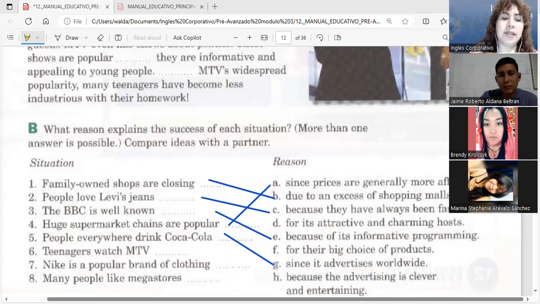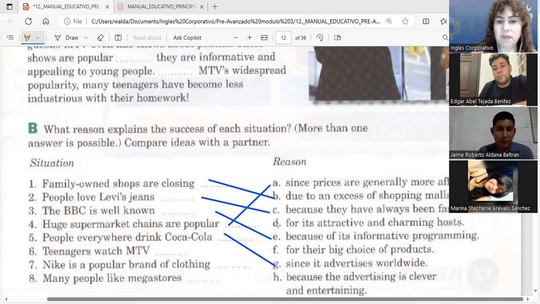Okay. Next, teenagers watch MTV. Because the advertising is entertaining? Could it be letter D as well? Just give me a moment. Teenagers watch MTV. I would say for its attractive and charming hosts. That definitely would be the best one, because there are no other ones from here that would have attractive and charming hosts.